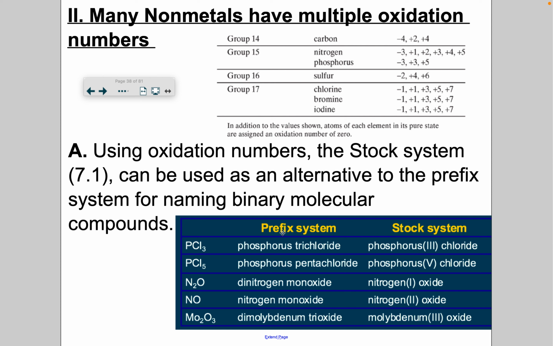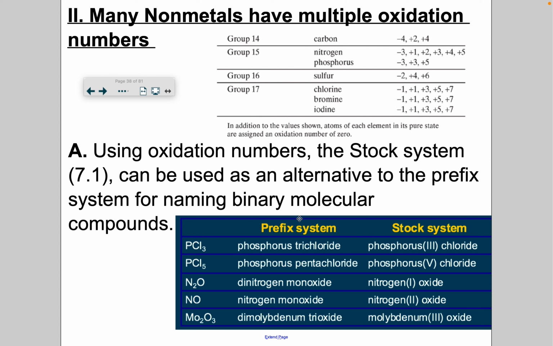So 7.1 was all about naming covalent compounds, and that was the prefix system. PCl3 is phosphorus trichloride. PCl5 is phosphorus pentachloride. You write the first name as is, and there's no prefix for one, but if you had multiple, then you would. Then you change the end to -ide and use the prefix. Like N2O: you write nitrogen, but there are 2 of them, and the prefix for 2 is di. Dinitrogen. I have 1 oxygen, so the prefix is mono, and I change the ending to oxide, so it's dinitrogen monoxide.